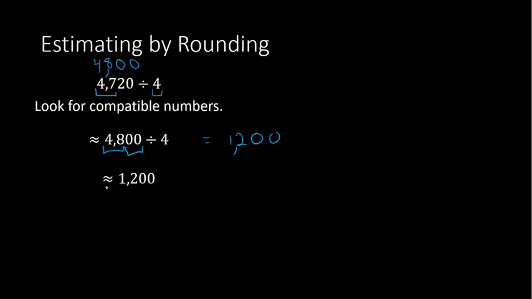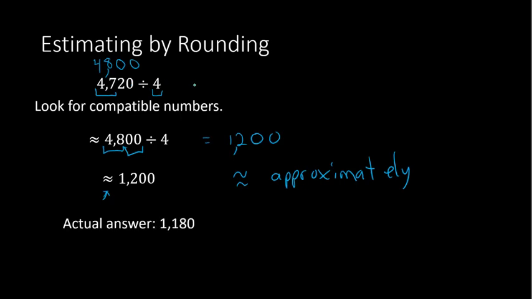And by the way, don't forget that little symbol right here. It's a squiggly equal sign. That symbol means approximately. So approximately or close to that number. All right, and if you were to actually divide that problem out, 4,720 divided by 4, the actual answer would be 1,180. So notice that is pretty close to the actual answer.